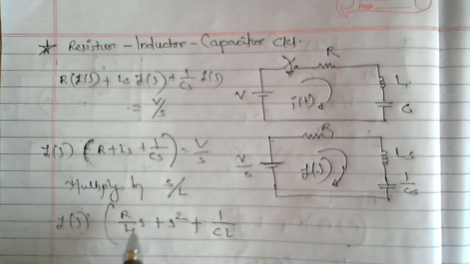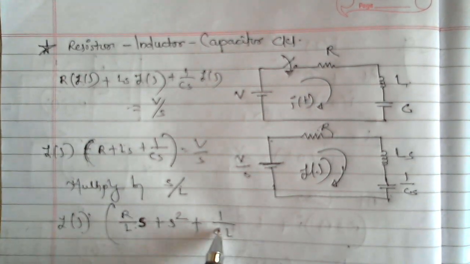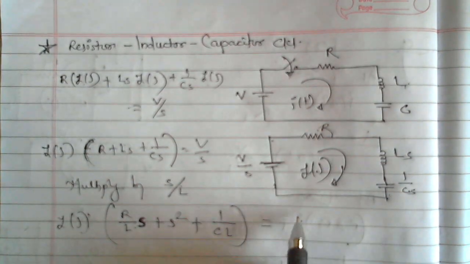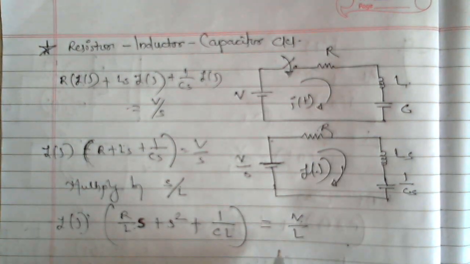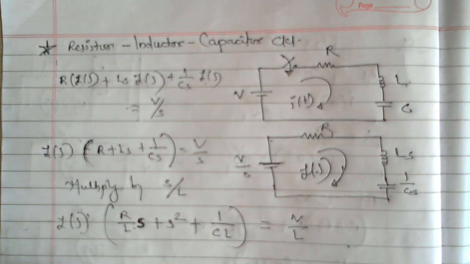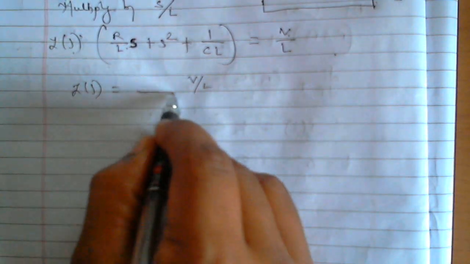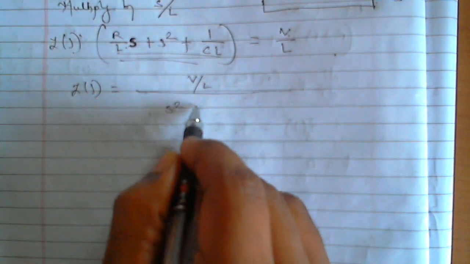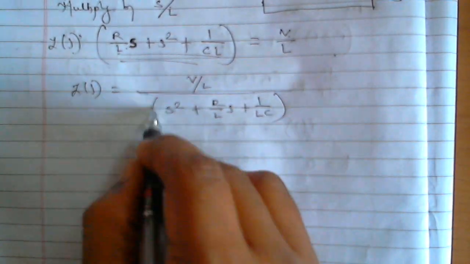Now see, I have arranged this equation like S square, S and constant. That is why I was checking what I can do. Here also I will have to multiply by S by L, so S will cancel, it will be V by L. So I of S equals V by L divided by this term, which I will rearrange in proper format: S square plus R by L S plus 1 by LC.